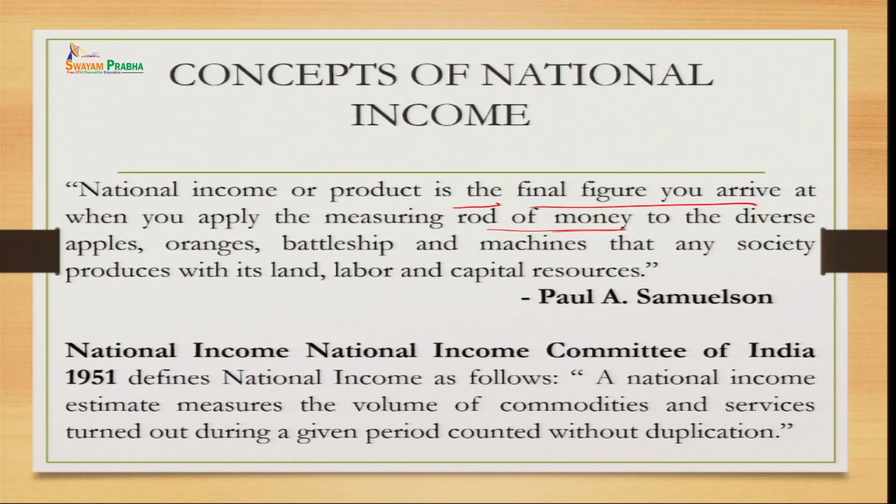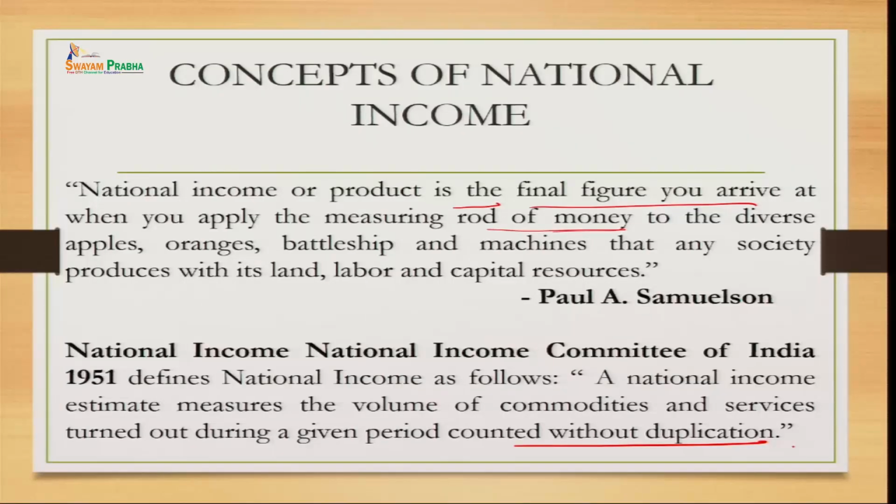Another definition is given by the National Income Committee of India, 1951. They define that national income estimates measure the volume of commodities and services turned out during a given period counted without duplication, right. Without duplication, because whatever figure we arrive at, we need to take into account the value of final goods and services. If you have calculated the value of intermediate goods also, then the figure you get would be a duplicated figure, right. So, if you want the right figure of national income, you should count it without duplication, taking into account only the goods and services in their final form.